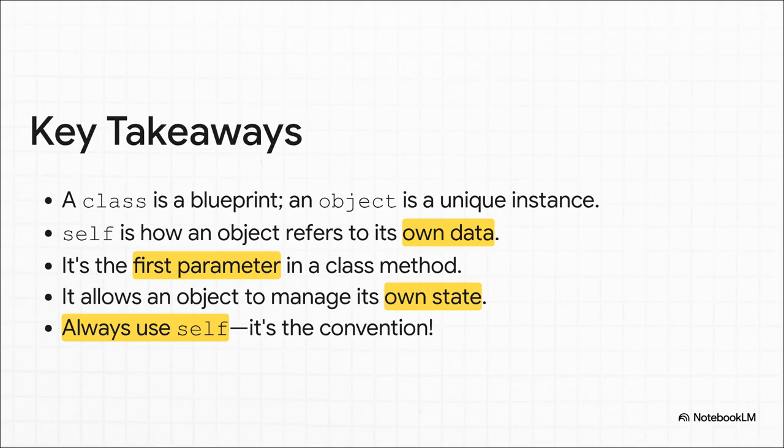It is always the first parameter in a class method. And finally, even though you could technically name it something else, just don't. Always use self. It's the convention, and it's what makes for clean, professional code.